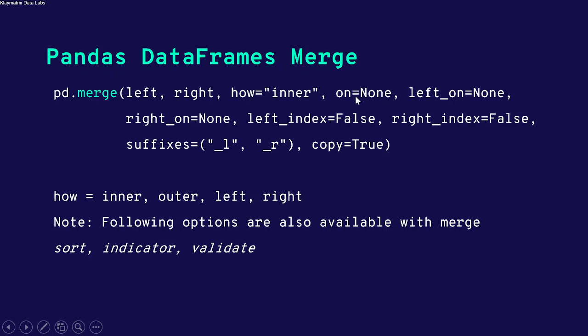On is equal to none, which is like on which column, left on, right on, left index, right index, and suffixes, copy is equal to true. So all these things. And right over here it's how is inner, but we can also use all these options for how, and these other options are also available too.